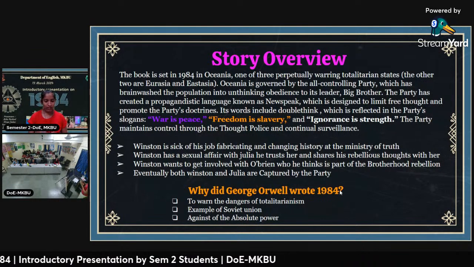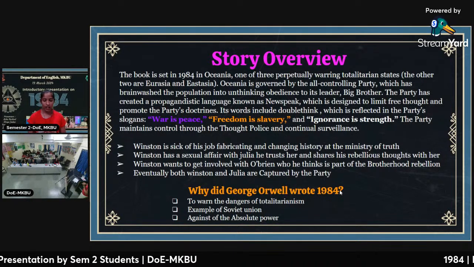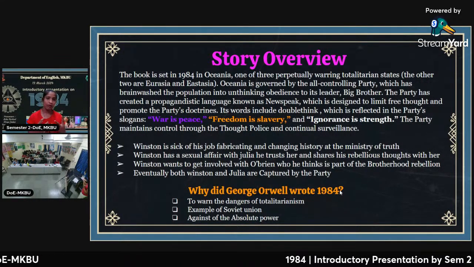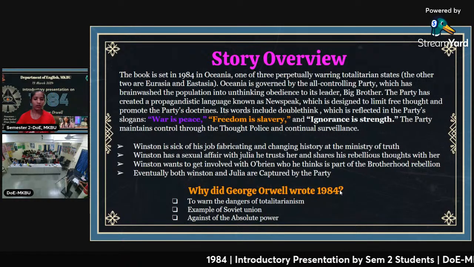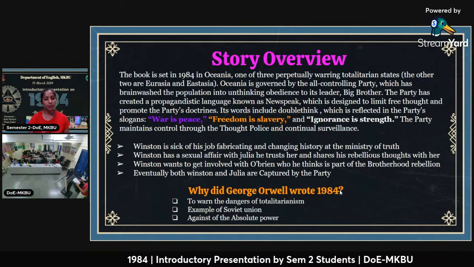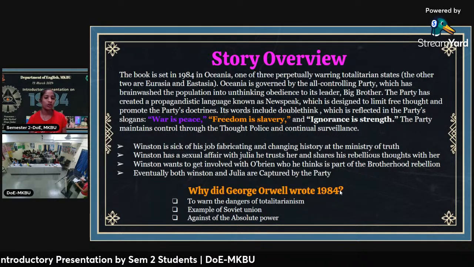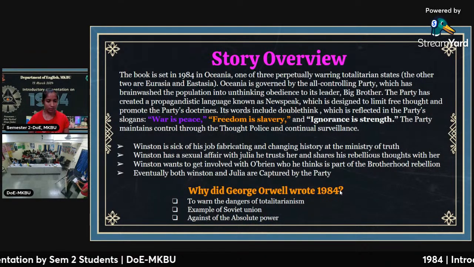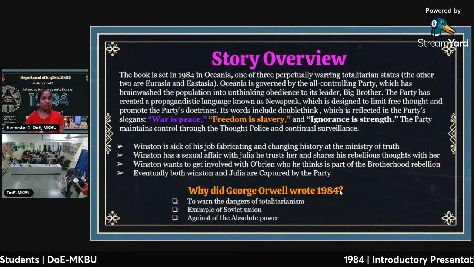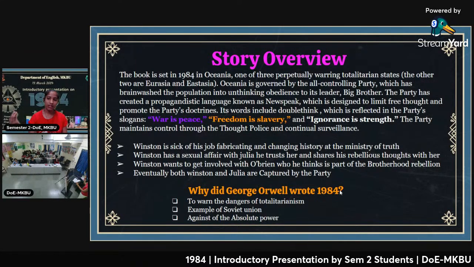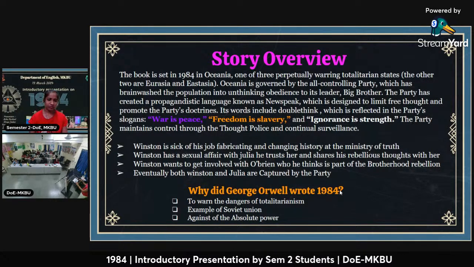Here, Orwell creates a world in which citizens have no right to personal life or personal thought. Here is Winston Smith, the protagonist and main character of the novel. As you see, Winston Smith falls in love and has a sexual affair with Julia.